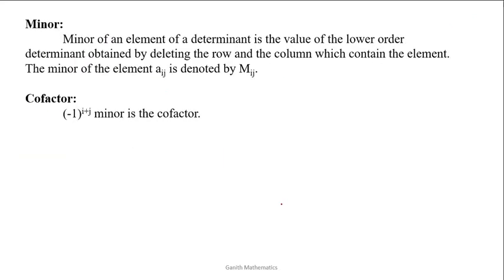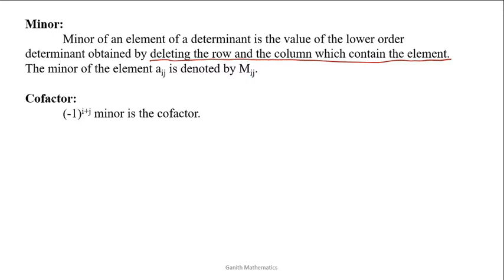Then we'll move to the minor. Minor of an element of the determinant is the value of the lower order determinant obtained by deleting the row and column which contains the element. It is a very important thing: deleting the row and column which contains the element. So we eliminate the particular column and row in which the element lies, and we can find the minor value, that means the smaller determinant value which we can obtain. The minor of the element Aij is denoted by capital Mij.